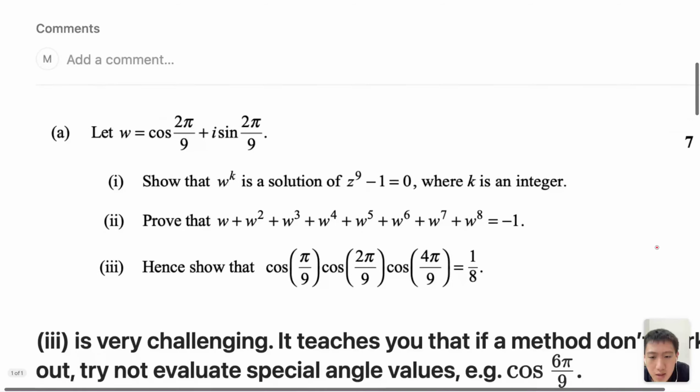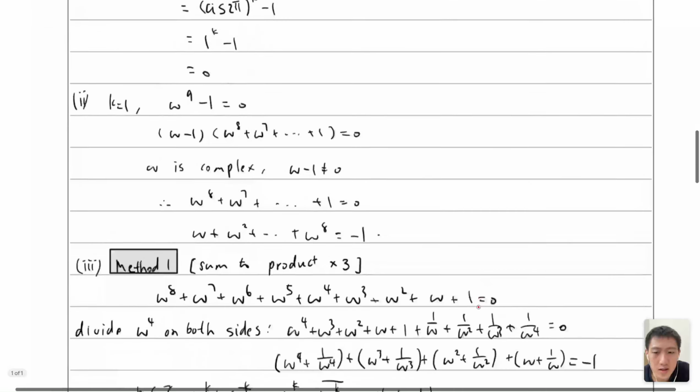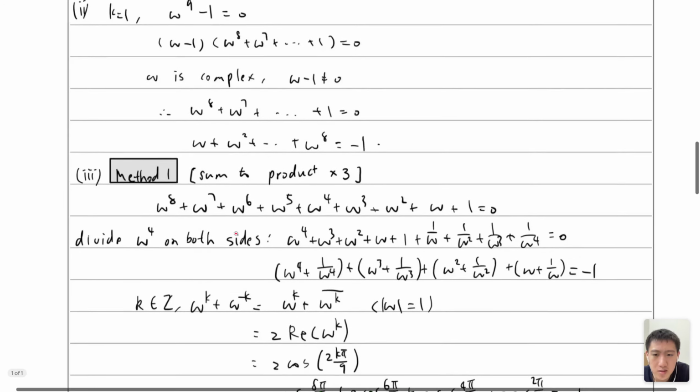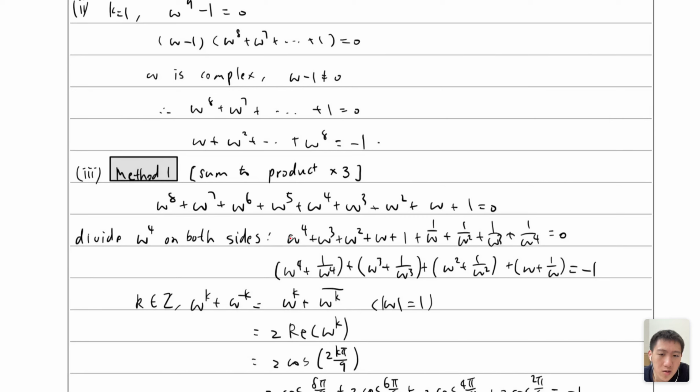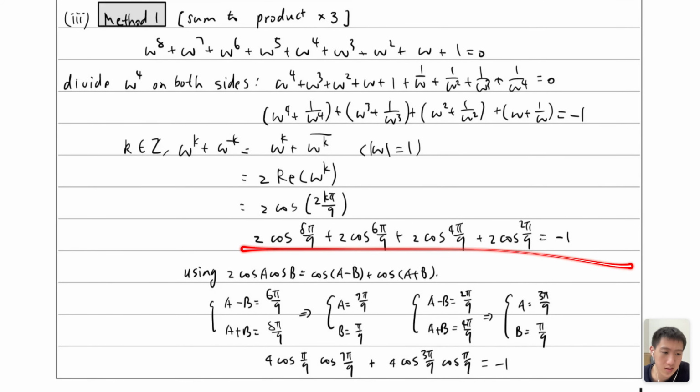So let's look at it. We need to show that the product of three trig values is 1 over 8, a really beautiful simple value. Now, the first method, I tried this method, but I didn't work it out, although it's really the most straightforward way to think of. So we start with this identity, and we want to make a cos. So we think of this way: divide by w to the power 4, because we want to construct this, which we know will give us cos values. So we do that, and we get this result. I think this result is not that hard to get. The really hard part is how to go from this result to the product of three cosines.